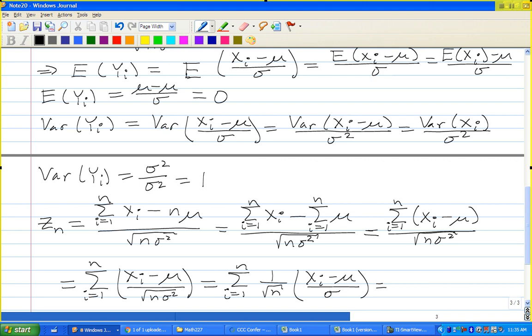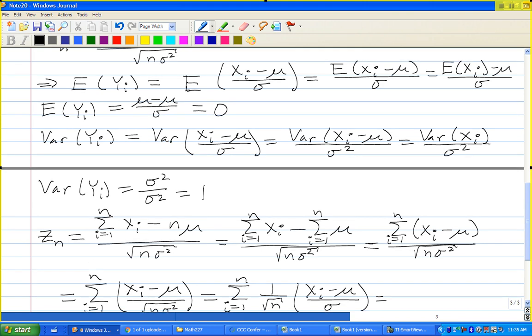Hopefully that's far enough up, right? And so this is equal to the sum i equal 1 to n of, well, yi, because this in parentheses is yi, over radical n.